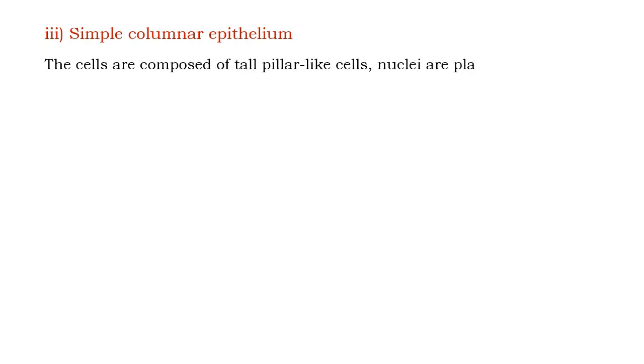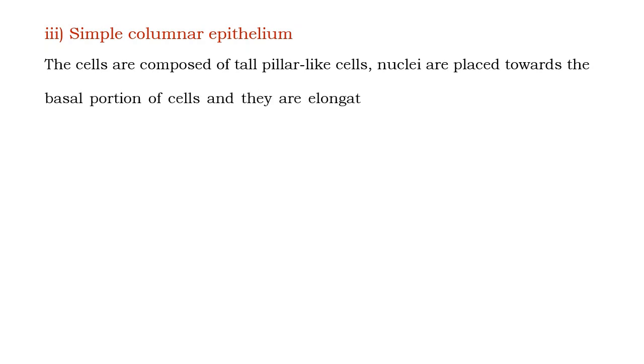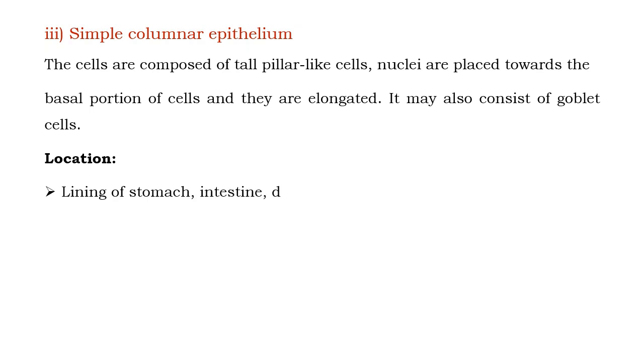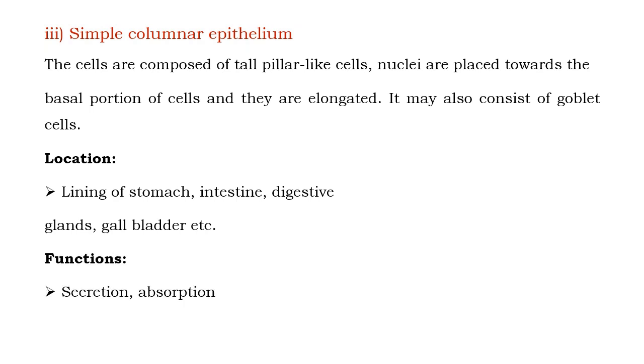Simple columnar epithelium. The tissue is composed of tall pillar-like cells. Nuclei are placed towards the basal portion of the cells and they are elongated. It may also consist of goblet cells. Location: they are found in the lining of stomach, intestine, digestive glands, gallbladder, etc. Functions: the main functions are secretion, absorption, lubrication, and excretion.